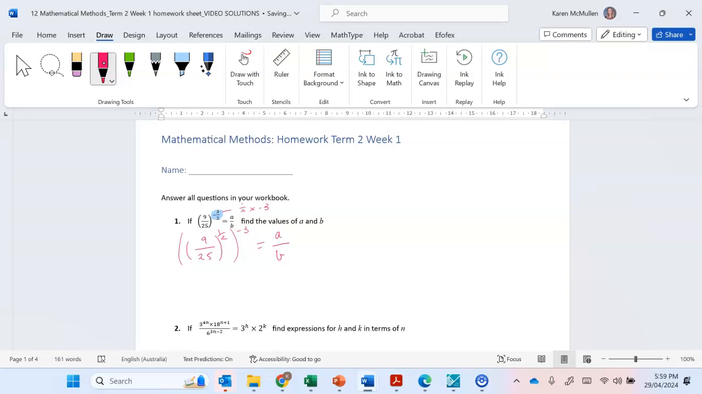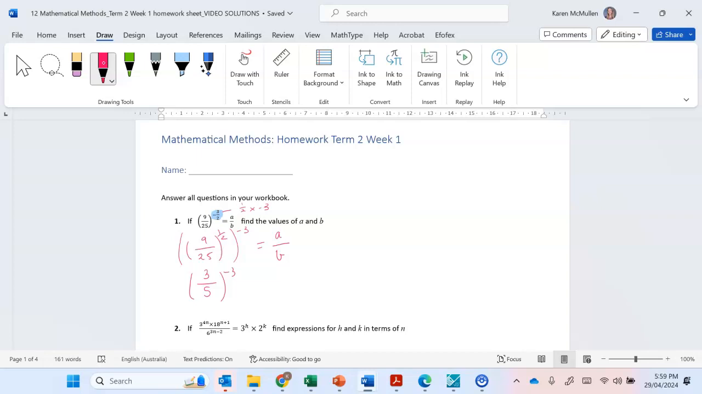All right, so to the power of 1/2 means we take the square root. So we take the square root of 9, which is 3, the square root of 25 is 5, and then we've got to the power of -3. I'm not going to worry about that A over B just yet, because that's just the format we need the answer in. Now we've got two things going on here.